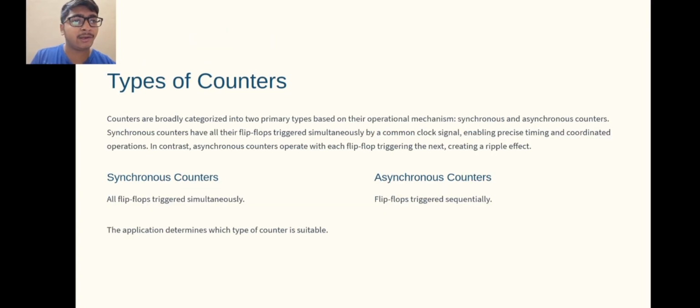Counters are broadly categorized into two primary types based on their operational mechanism. They are synchronous and asynchronous counters. Synchronous counters have all their flip-flops triggered simultaneously by a common clock signal, enabling precise timing and coordinated operations. In contrast, asynchronous counters operate with each flip-flop triggering the next, creating a ripple effect.